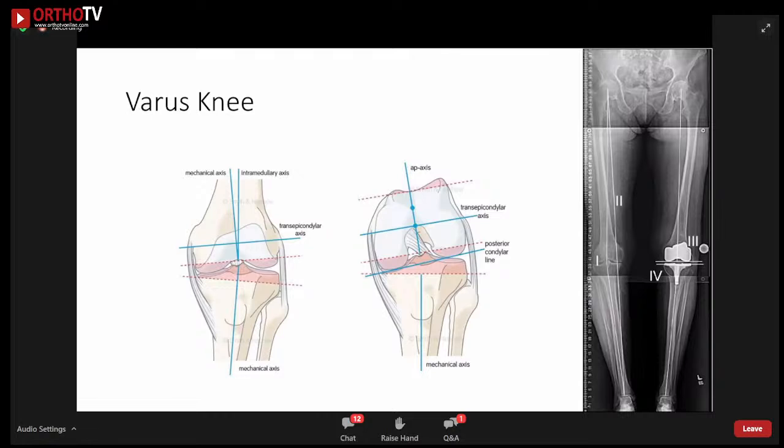So basically, what is a varus knee? The mechanical axis line, which intersects from the center of the femoral head to the talus, normally passes through the center of the knee. In a varus knee, it passes medial. The defect is mostly in the tibia. One thing you need to remember as basics is that varus deformity is usually in the tibia, valgus deformity is usually in the femur. You cannot generalize it, but this is the basic.